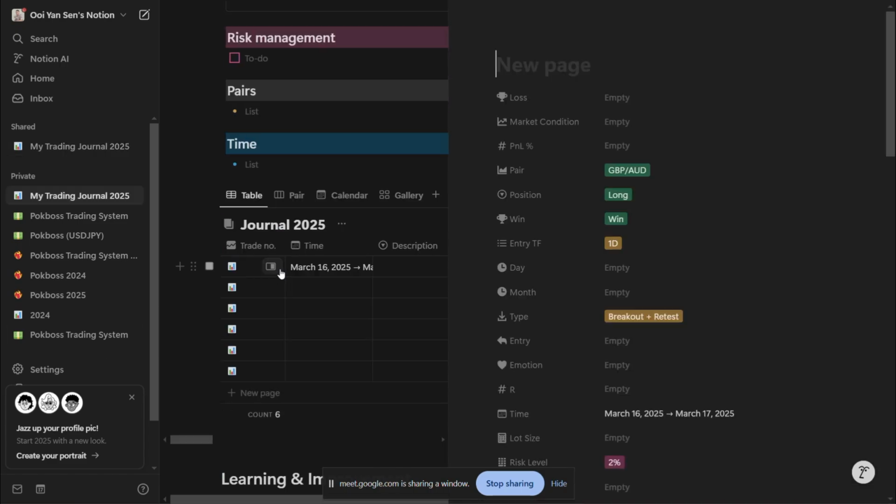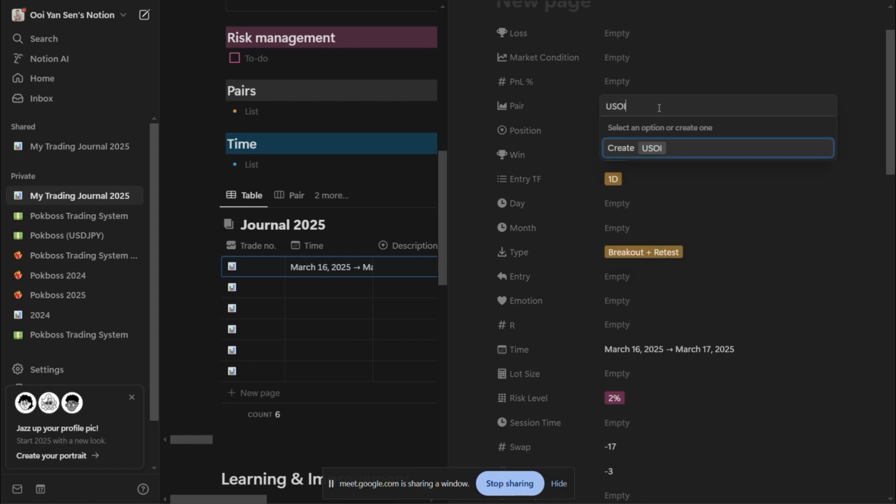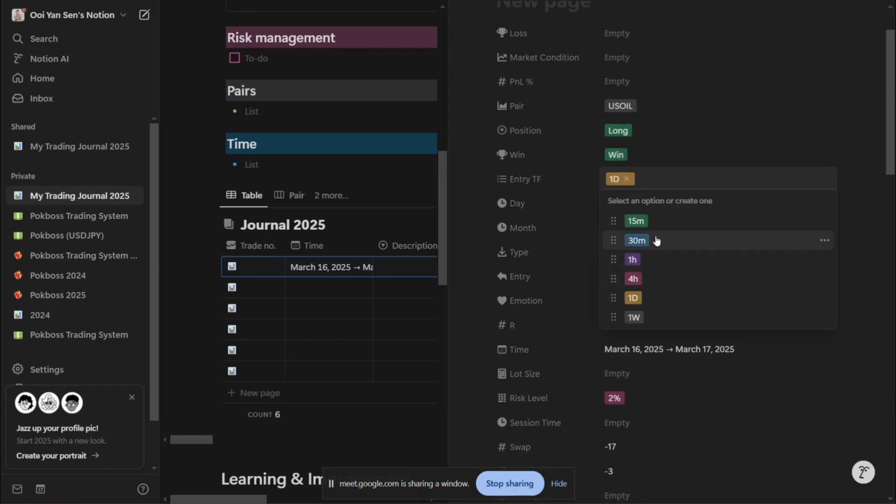So let me open up here first. Okay, you can add whatever trade you want. Let's say you trade US oil. You can put here US oil. And then you took a long position or win. Then what is the time frame that you enter the trade? A day time frame, or 4-hour time frame, or 1 hour time frame.